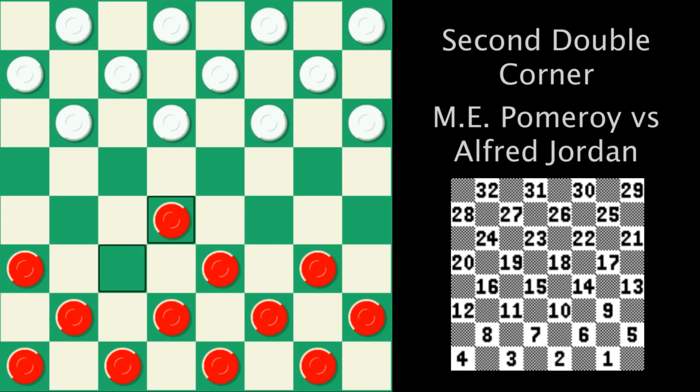Today, I'm going to cover a classic line in the second double corner opening. This particular variation was played in the infamous M.E. Pomeroy-Alfred Jordan match in the early 1900s. It's a pretty common variation in this opening, and I'm sure a number of you have come across it in your own games. So let's take a look.